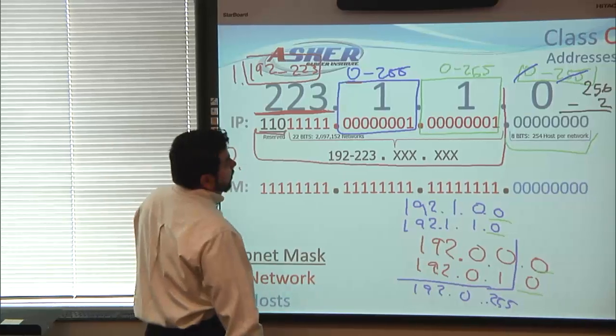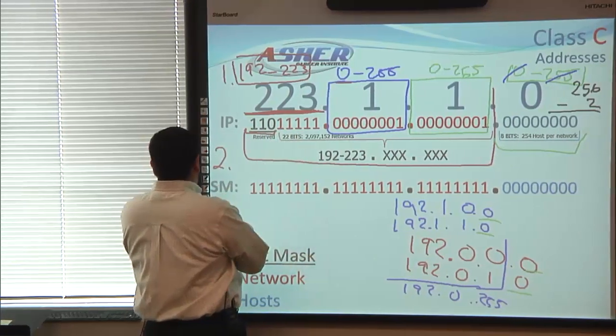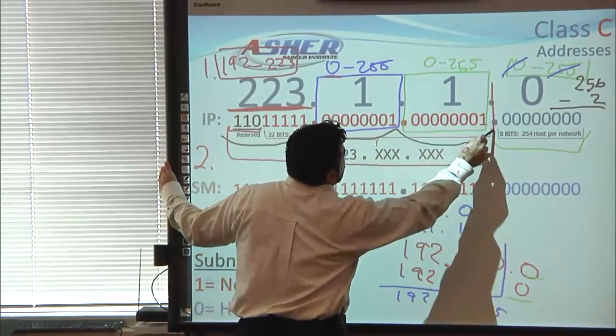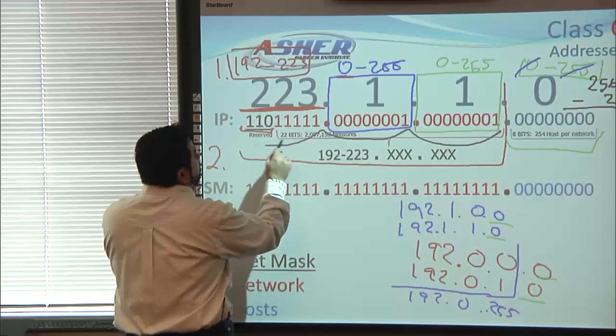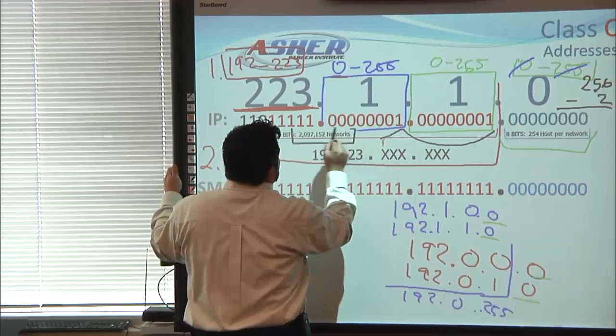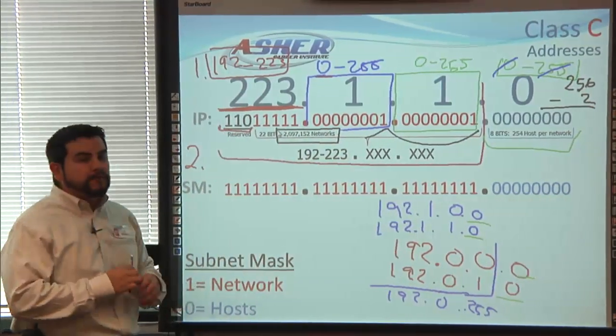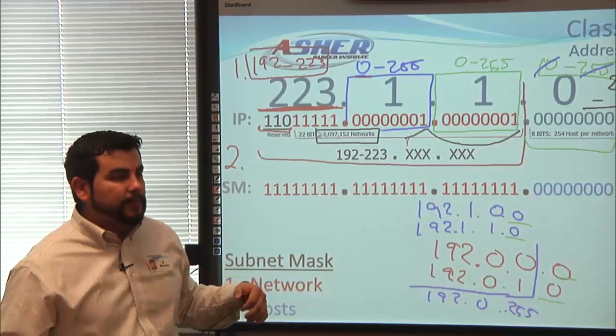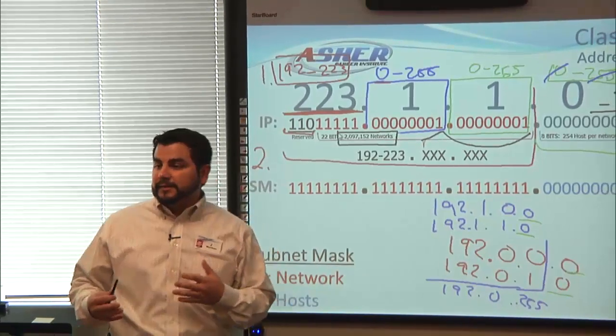So by using the first 3 octets, by using octet 1, 2, and 3, we have a total of 2,097,152 different IP addresses that can be a Class C IP address, which would make it a Class C network.